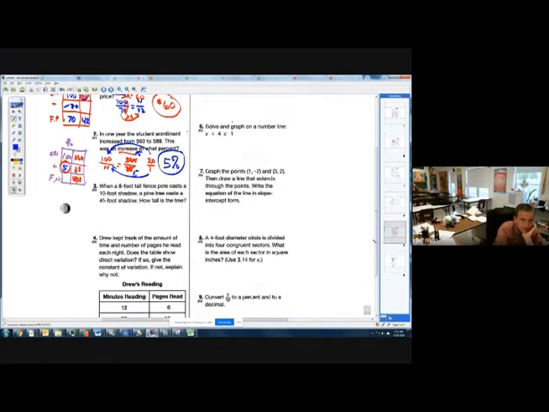Boy, this is a fantastic test. I love this one. When a 6-foot tall fence pole casts a 10-foot shadow, a pine tree casts whatever, this is just similar triangles, people. And again, it's going to be another proportion ratio box here, but let's draw the picture first. A 6-foot tall fence pole. So here's my fence pole. It is 6 feet tall, and it casts a shadow of 10 feet.